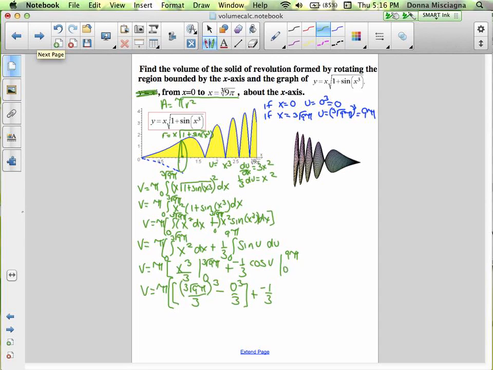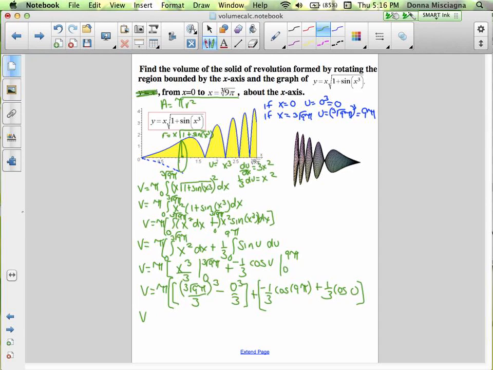Negative 1/3 cosine 9 pi, and then I'll be minus a negative, which makes it plus 1/3 cosine 0. Everybody looks good. All right, so cube and cube root cancel. So now that would be 9 pi divided by 3, so that's 3 pi.